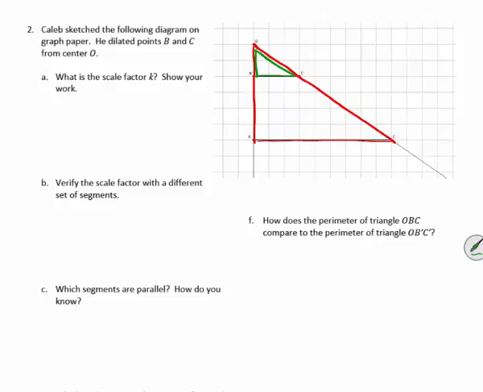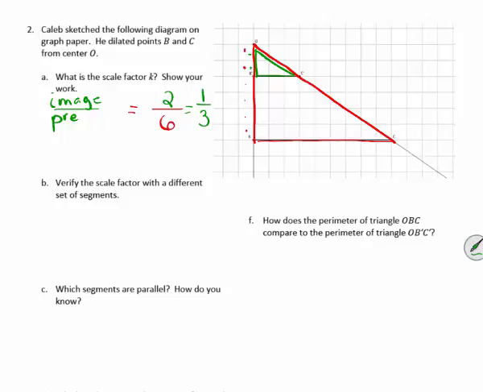What is the scale factor of K? Show your work. Well, remember, scale factor is always going to be image divided by pre-image. So I can pick any of the sides I want, but I'm going to just count down. My pre-image is 1, 2, 3, 4, 5, 6 squares. My image is 1, 2 squares. So that reduces to 1/3, right? So this was a shrink. So we have 1/3.